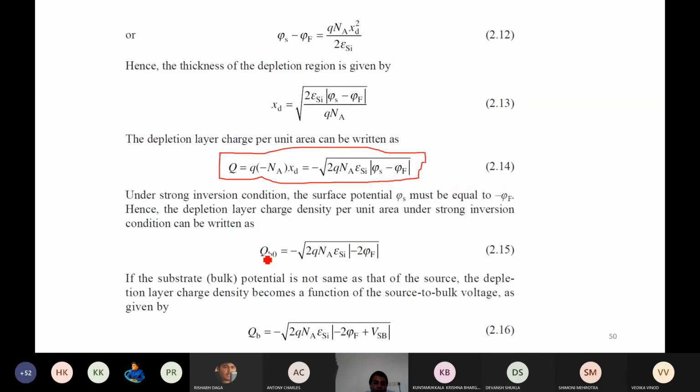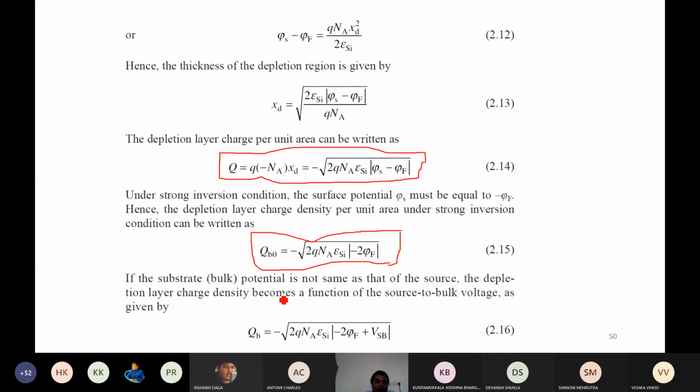charge is present in the depletion region due to immobile charges? These are immobile charges, not free charges. No free charges, but immobile charges are there. So QB0 is minus QNA epsilon Si minus 2 phi f. By substituting phi s equal to minus phi f, we are able to find this new expression, which really requires the condition that strong inversion should be happening. In strong inversion, this new equation is valid.